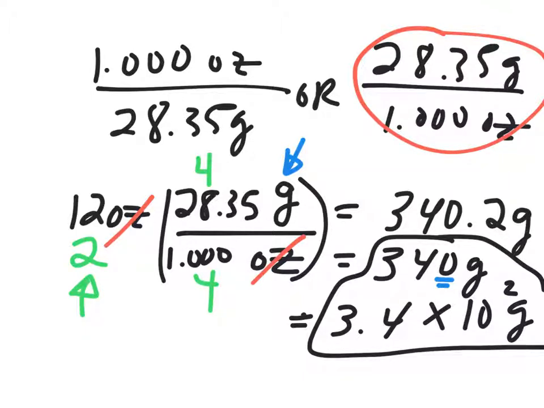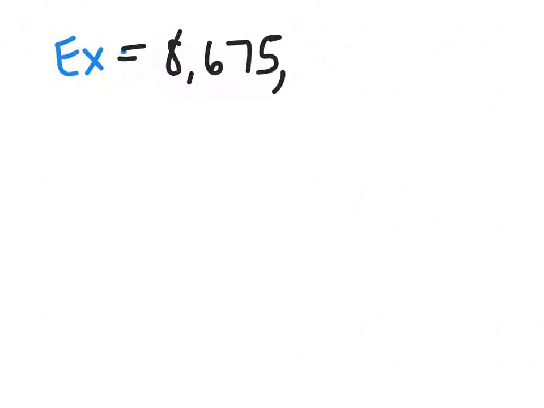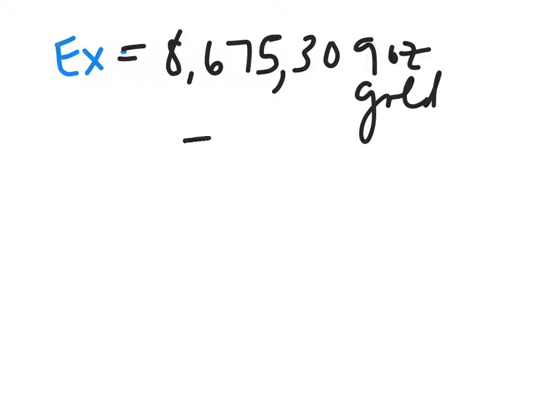So sometimes it takes more than one conversion factor to do it. Let's take a new example. Let's say instead I have 8,675,309 ounces of gold. And I want to know how many grams is that. But let's say I didn't know the direct conversion between ounces and grams like we did in the last example.